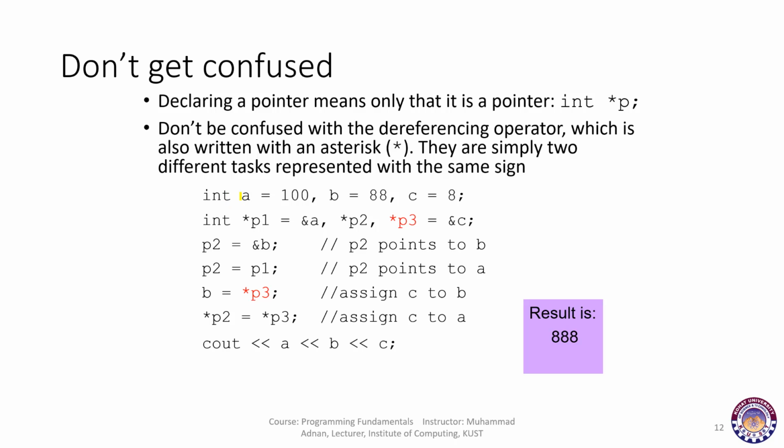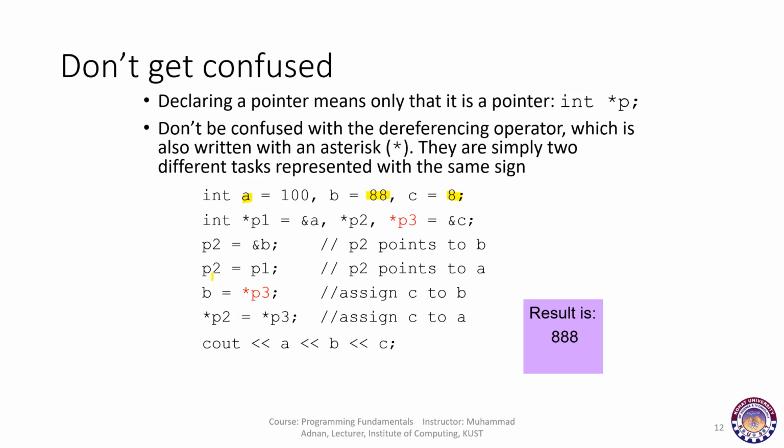So for example, we have three variables. A is assigned a value of 100, B is assigned a value of 88, and C is assigned a value of 8. So now we declare three pointers, P1, P2 and P3. P1 gets the address of A, P2 is not pointing to any variable, whereas P3 gets the address of C. Then we assign the address of B to P2. So this means P2 points to B. P2 is holding the address of the B variable.